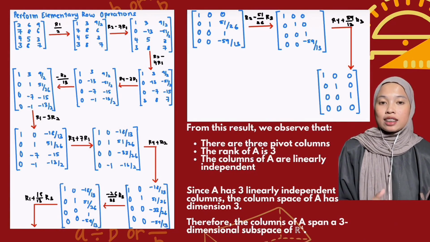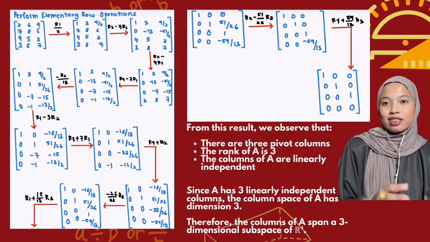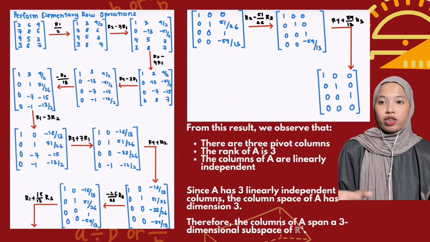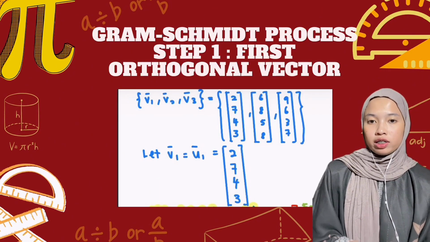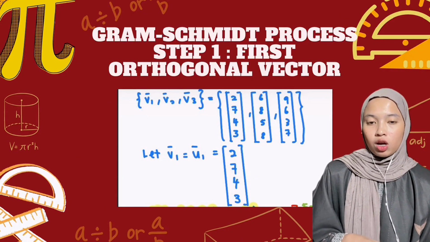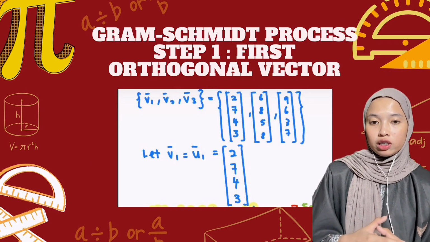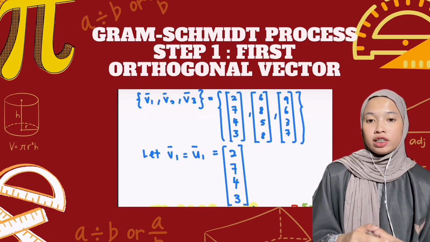Okay, since A has 3 linearly independent columns, the column space of A has dimension 3. Therefore, the columns of A span a 3-dimensional subspace of R4. Okay, to construct an orthogonal and orthonormal basis for the column space of A, we apply the Gram-Schmidt process. The Gram-Schmidt process converts a linearly independent set of vectors into an orthogonal set and then into an orthonormal set while preserving the same span.